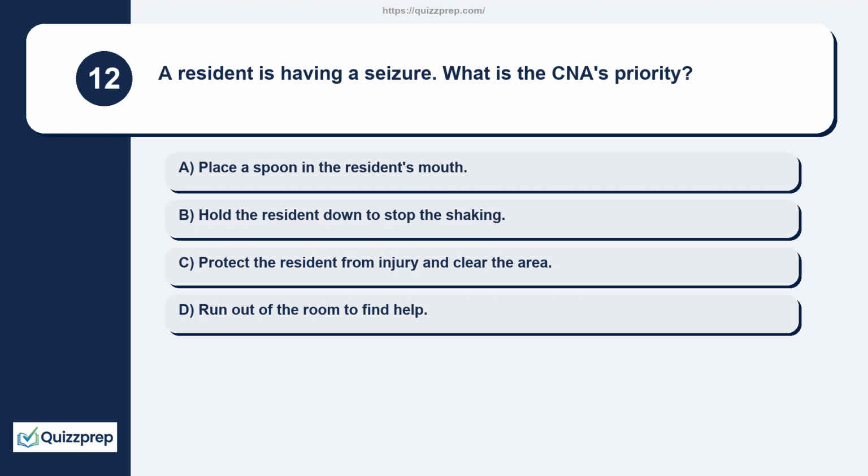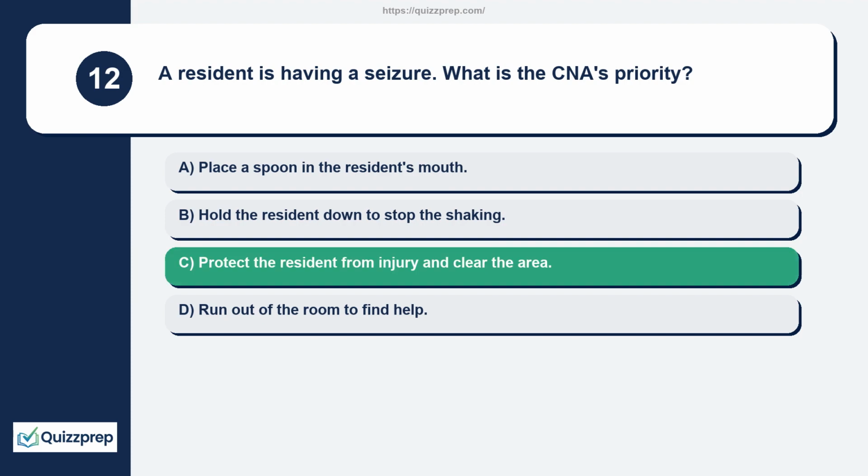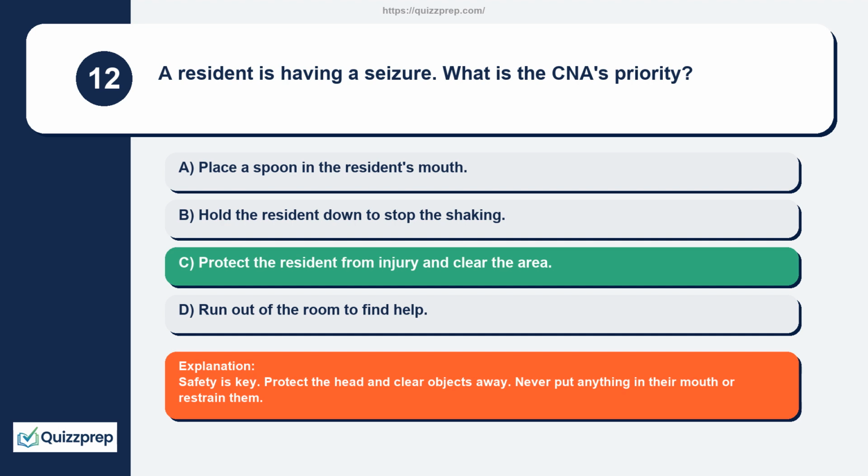Question 12. A resident is having a seizure. What is the CNA's priority? Place a spoon in the resident's mouth. Hold the resident down to stop the shaking. Protect the resident from injury and clear the area. Run out of the room to find help. Safety is key. Protect the head and clear objects away. Never put anything in their mouth or restrain them.